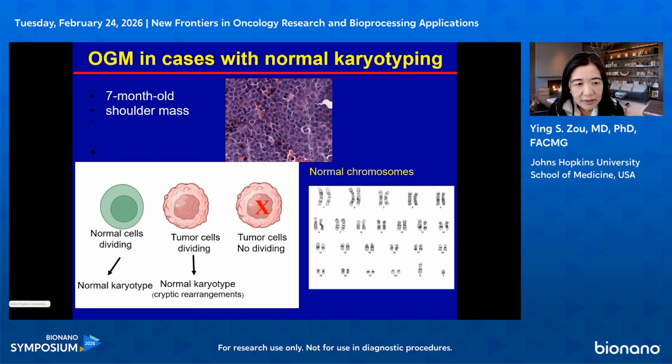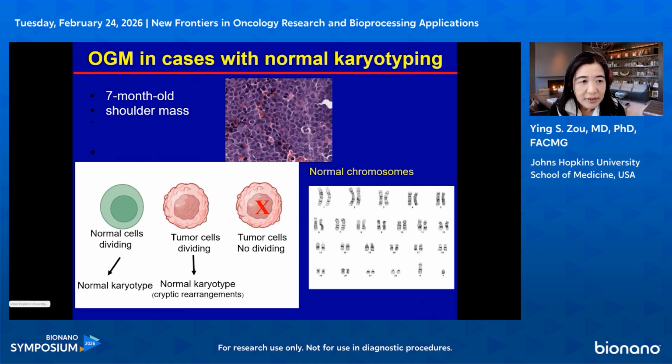So in the cases with a normal karyotype result, either the tumor cells are not dividing in the in vitro culture environment, or the cancer cells are dividing but have a normal karyotype, where the cryptic rearrangements or structure variants cannot be detected by karyotyping or chromosome analysis.